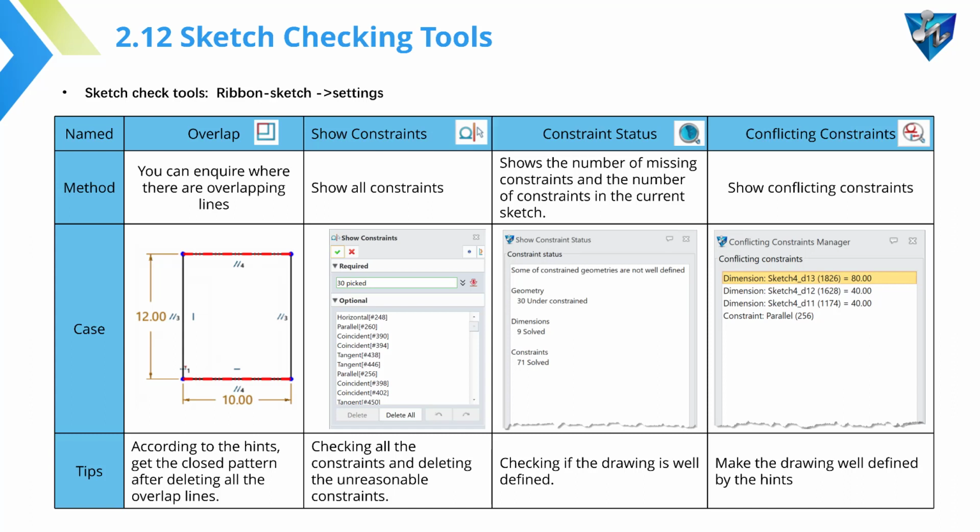The third tool is the constraint status. With this tool, it can show the number of missing constraints and the number of constraints in the current sketch. This one is normally used to check if the drawing is well defined. The fourth one is the conflicting constraints, which is normally used to show the conflicting constraints to make sure the drawing is well defined.